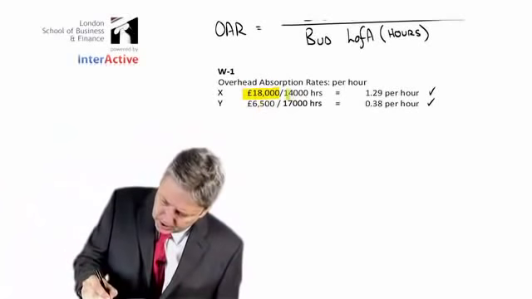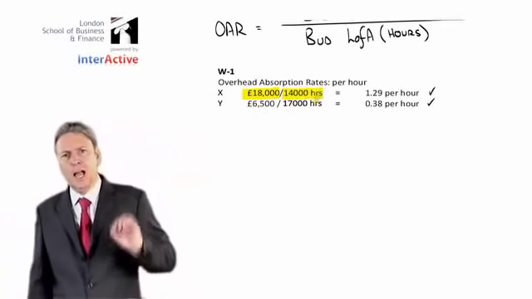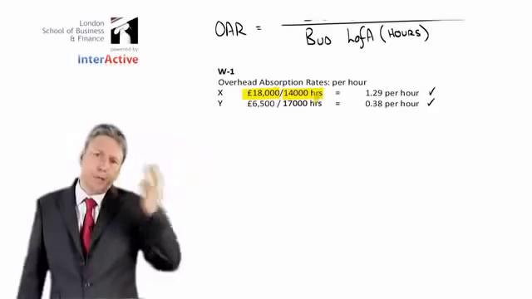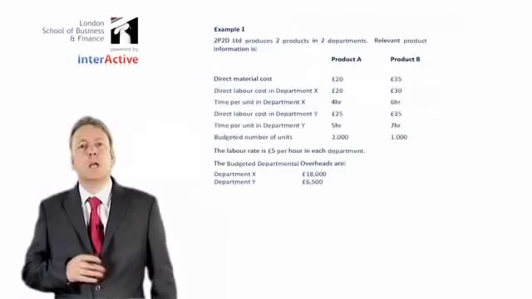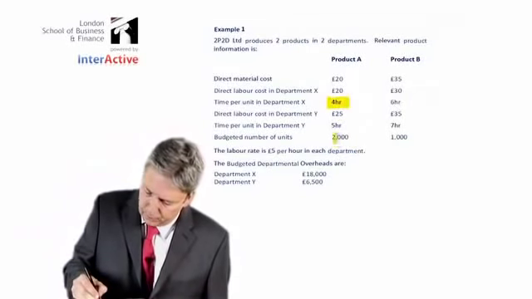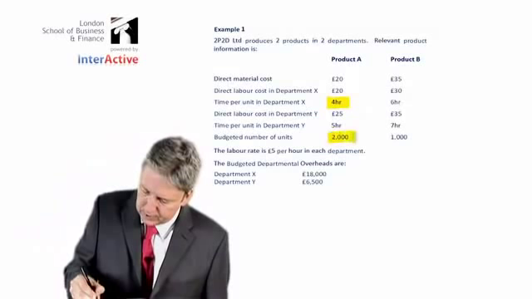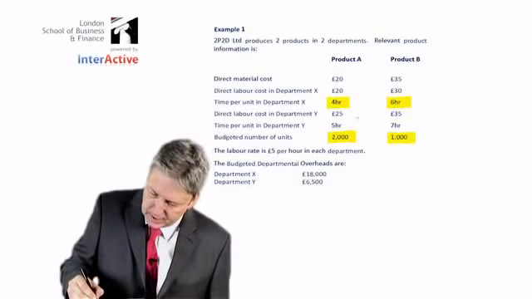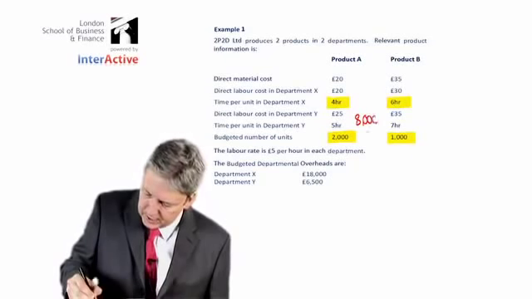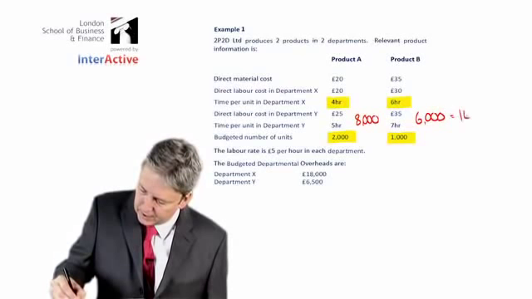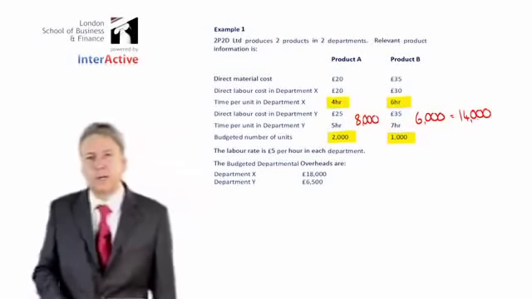But let's just check this 14,000 hours. How many hours were worked in Department X? Well, if we go back to the question, what we can see when we look at the hours here is that Department X has got 4 hours for product A, and that's 2,000 units, and 6 hours for product B, and that's 1,000 units. Now, I don't know about you, I've got ropey mathematics here, but I reckon there's 8,000 hours for product A, 6,000 hours for product B, add them together. Phew, that comes to the number that we thought of.